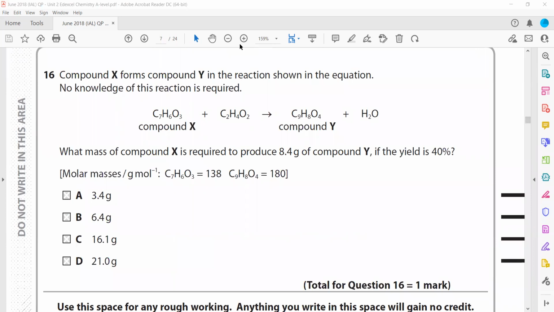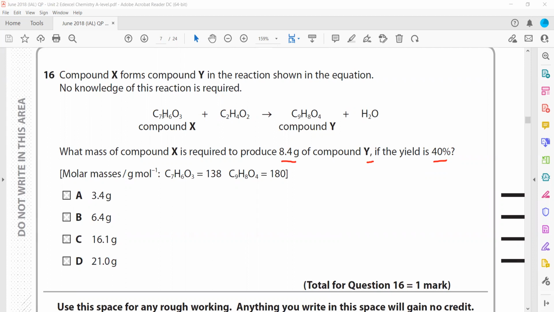Compound X forms compound Y in a reaction, as shown. Basically, this is an esterification, an ester is formed, so compound Y is an ester. What mass of compound X is required to produce 8.4 grams of compound Y if the yield is 40%?